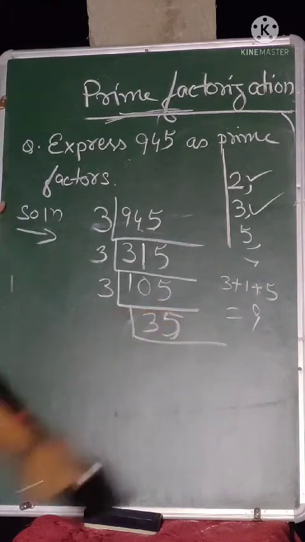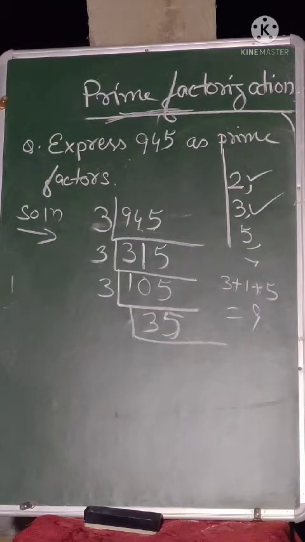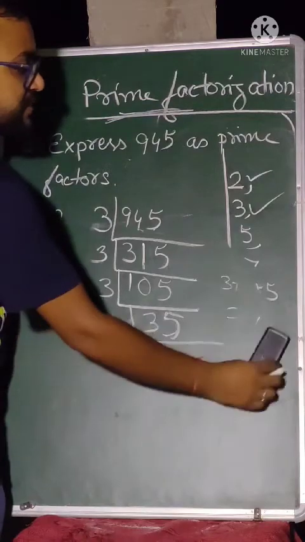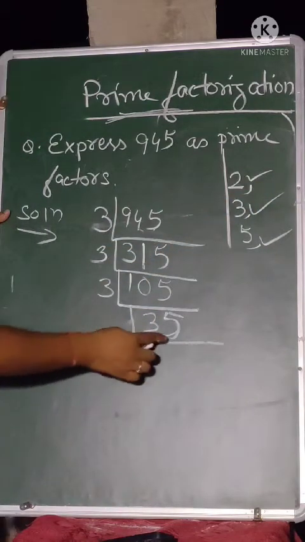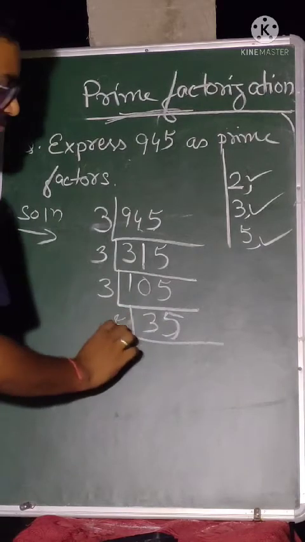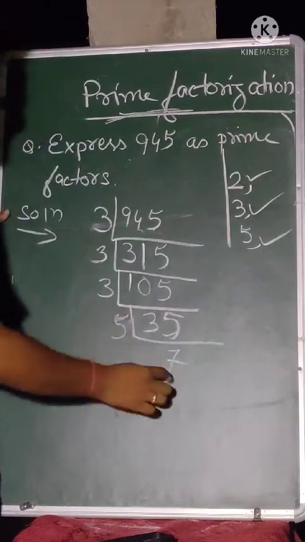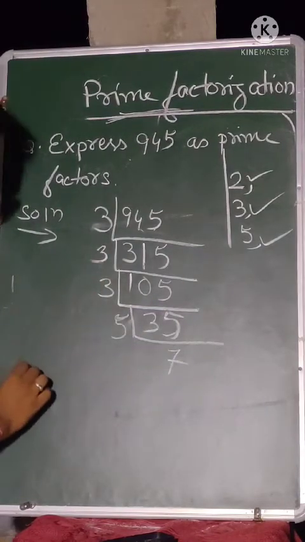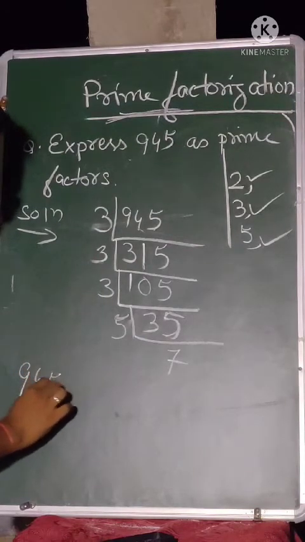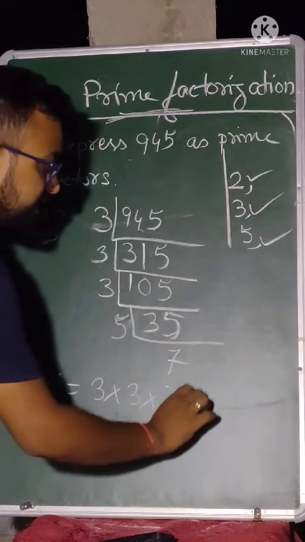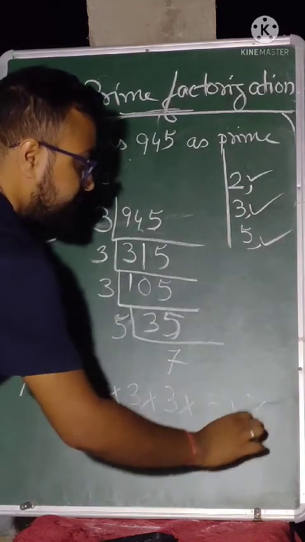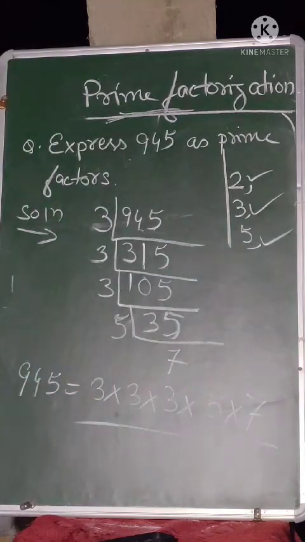35 will not be divisible by 3. So since 35 will not be divisible by 3, we'll check the next prime number, that is 5. So 35 is divisible by 5 because the last digit is 5. So 5 7s are 35. Now 7 is a prime number, so it's over. So now you will write 945 is equal to 3 into 3 into 3 into 5 into 7. Clear? These are the prime factors of the number 945. I hope it is clear.